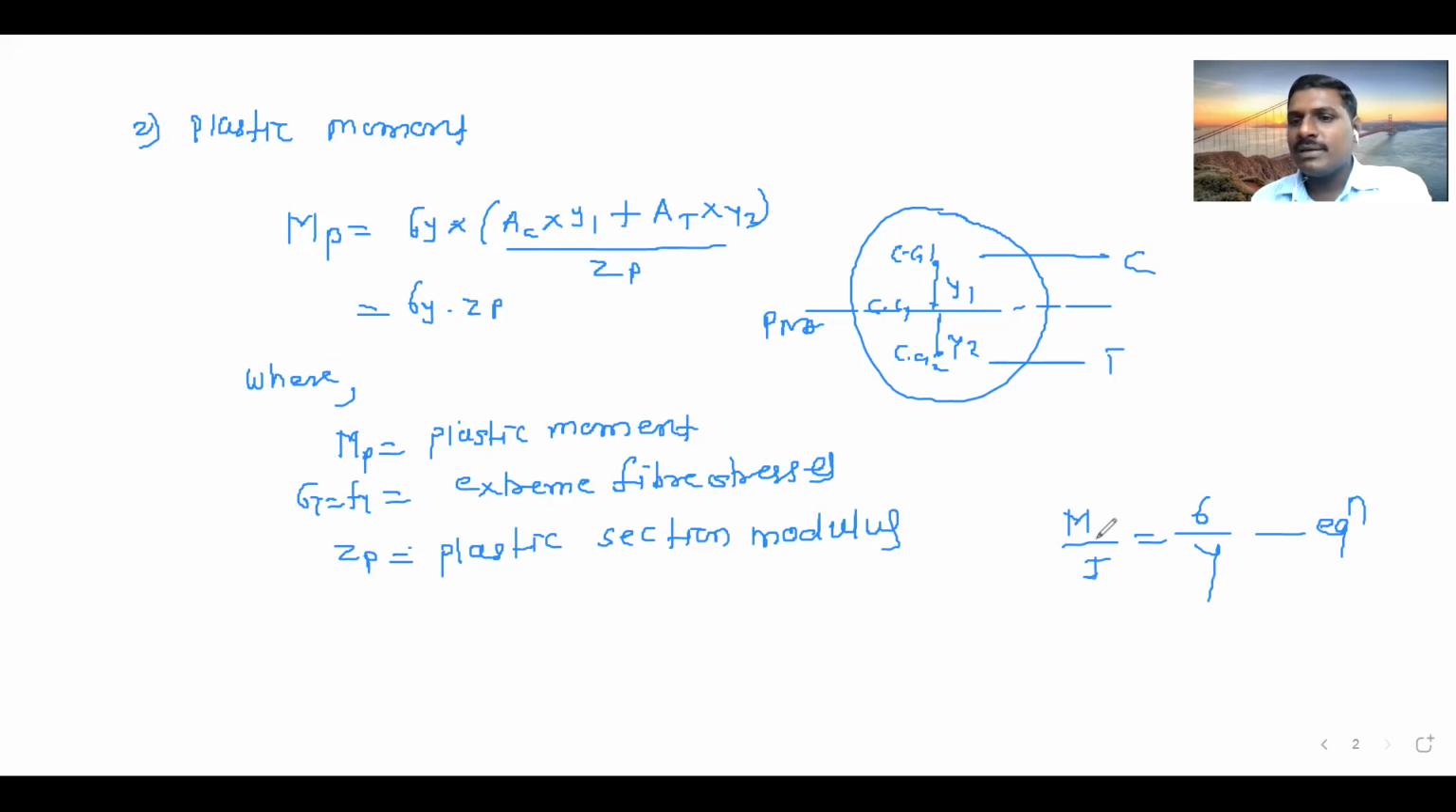The moment, sir. M by I is equal to sigma by y. Okay. So M we are calculating. So M is equal to sigma into I by y. So this I by y is changing here.